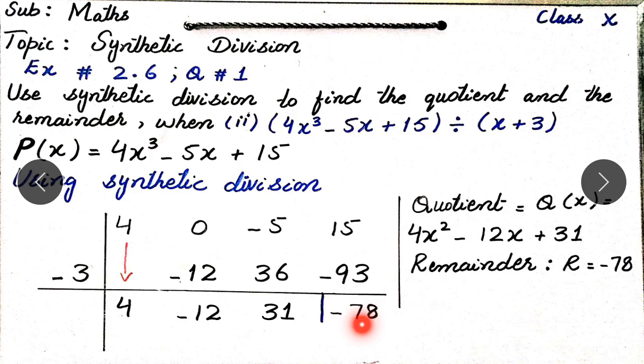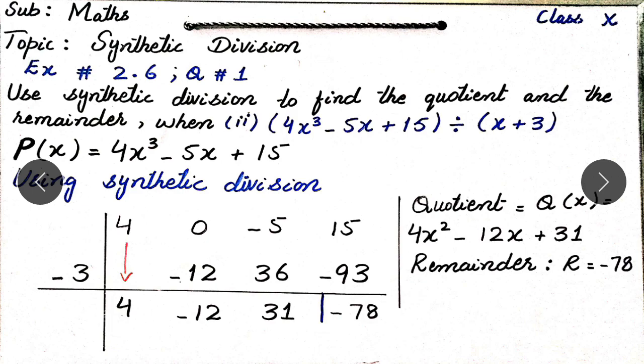So this is the remainder. You are going to separate it by a vertical line here. Then we are not just supposed to find the remainder, we are going to find the quotient as well. So what will be the quotient? The quotient is going to be denoted by q(x). So this will be your quotient here.